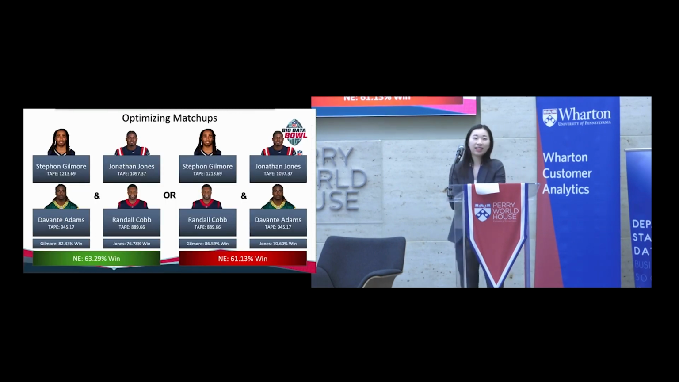And then finally, like I said, we want to use this to help make in-game decisions. Essentially here you have 2 options. You can put Gilmore on Adams and Jones on Cobb, or you can put Gilmore on Cobb and Jones on Adams. Then we can give you the probabilities of each matchup win. When you multiply them together, you can see the left option, New England, has a 63% chance of winning that matchup for the corners. And on the right, it's a 61% chance, so you would want to take the left side matchup.